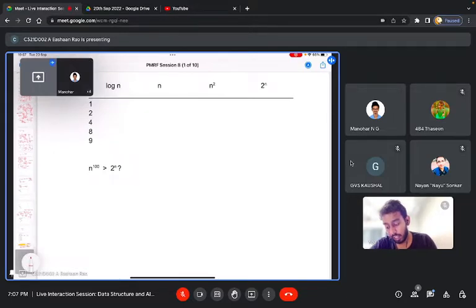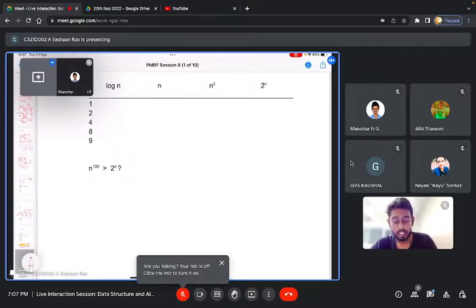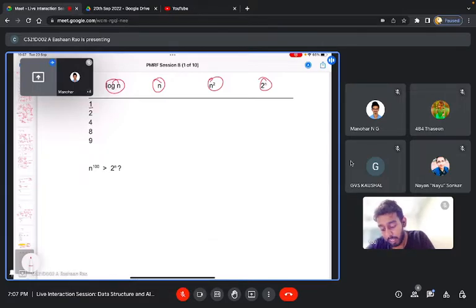To understand why 2 raised to n or n square is bigger than log n or n, we can take one example. When the value of n is 1, log n is 0, n is 1, n square is 1, 2 raised to n is 2. When the value of n is 2, log n will be 1, considering its base is 2, n will be 2, n square will be 4, 2 raised to n is 4.